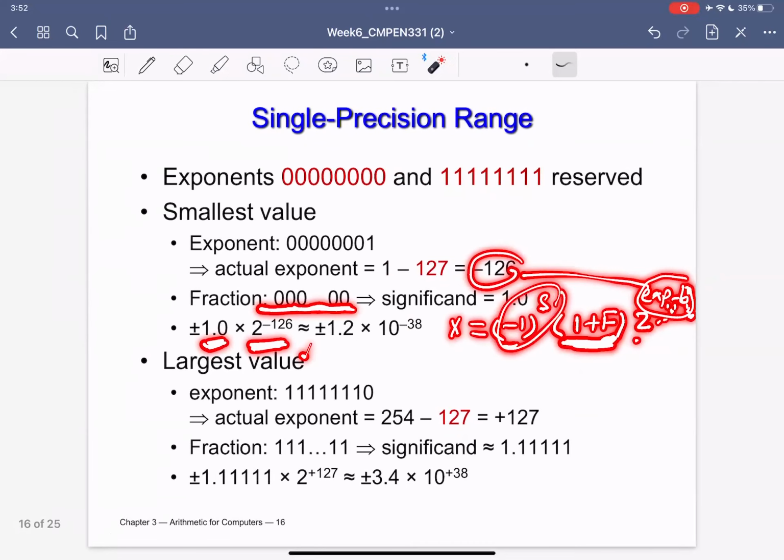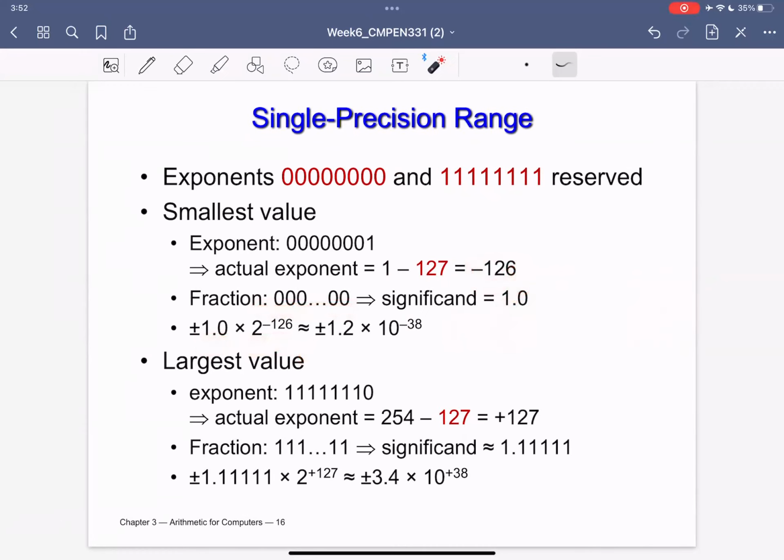Minus 1 to the power of the sign depends on the sign. If the sign is positive, it will be positive. If it's negative, it will be negative. So I can just write that as plus or minus. So it will be plus or minus 1 multiplied by 2 to the power of the actual exponent.